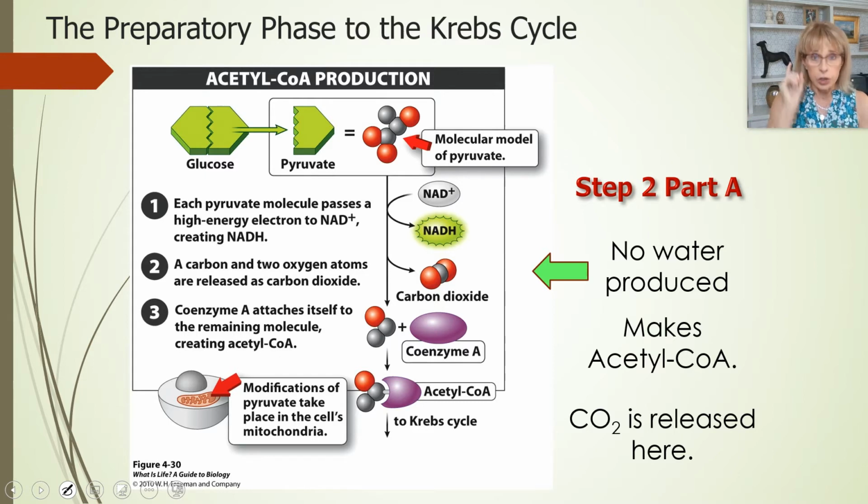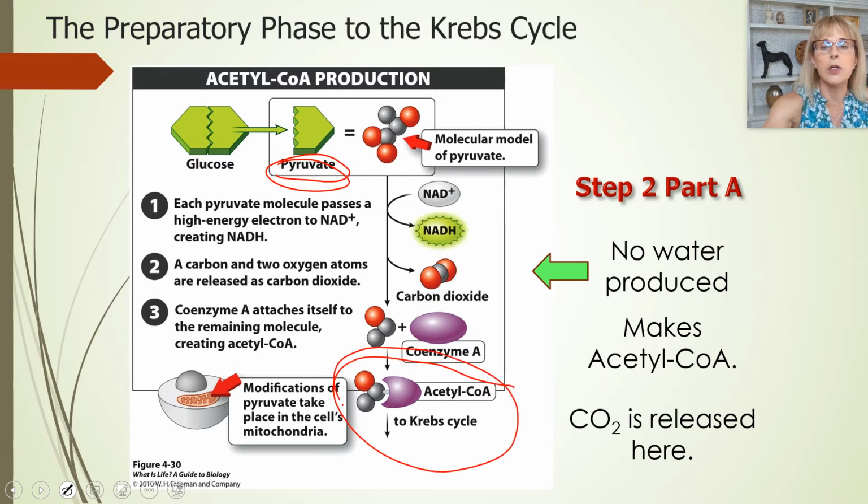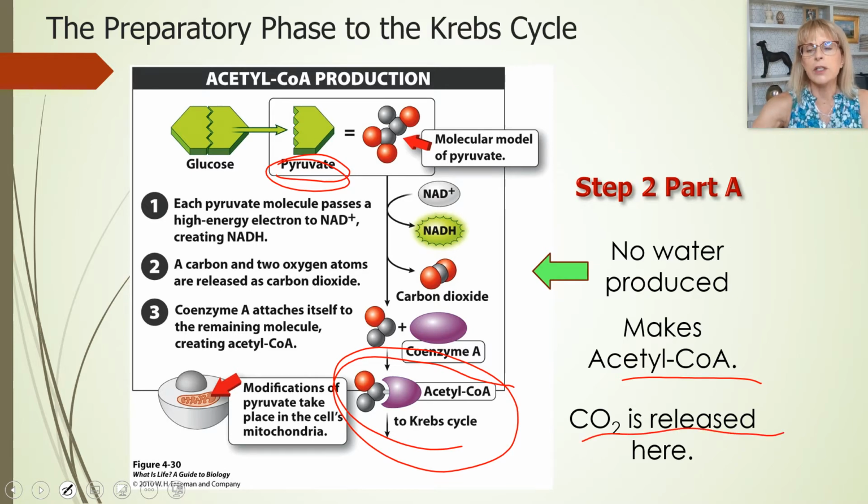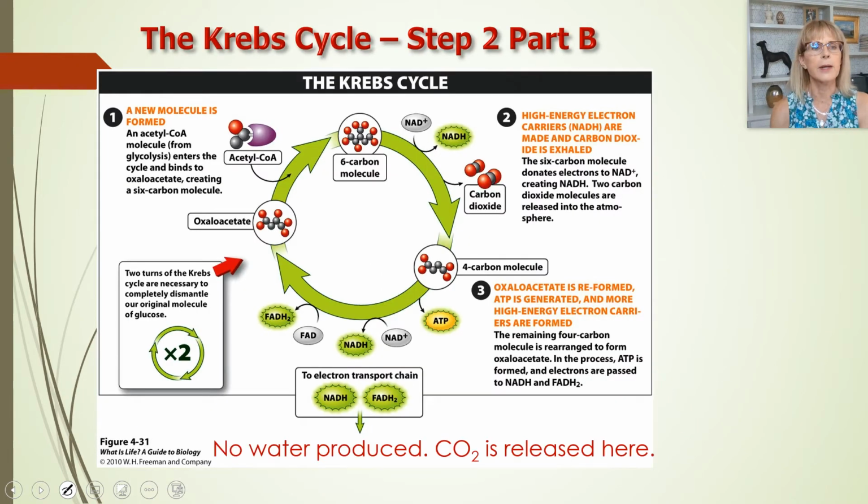The first substage you need to know, it's on the quiz. That pyruvate that was made by glycolysis will be broken down to create acetyl-CoA. On the quiz, the first step of the Krebs cycle is this preparatory phase, and it's going to take the pyruvates made by glycolysis and turn them into acetyl-CoA. Now, this does release some CO2. It doesn't make any water. All right?